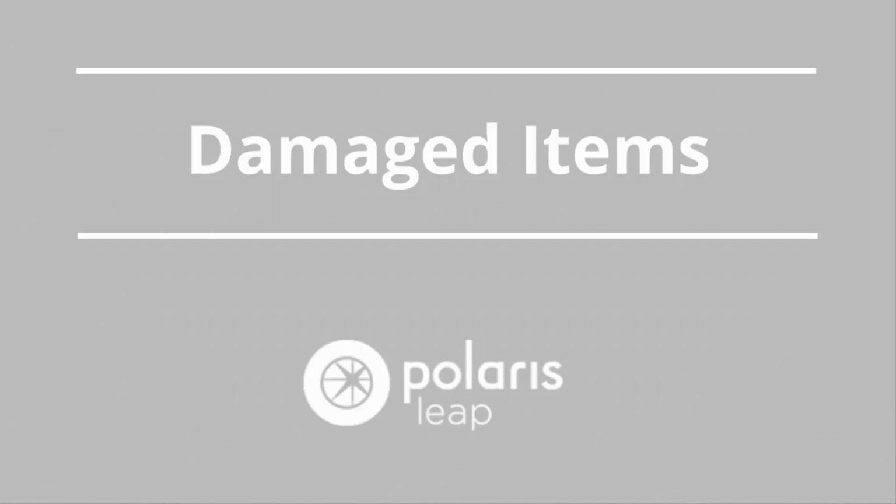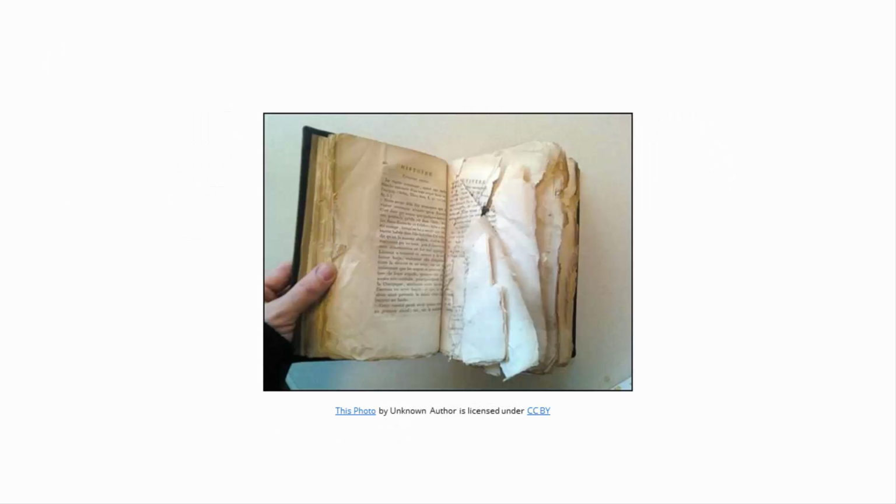This video introduces staff to how to use the damaged item procedures and focuses on situations dealing with problem items where 2 or more CCS libraries are involved. An item is returned to your library damaged. What are your next steps?